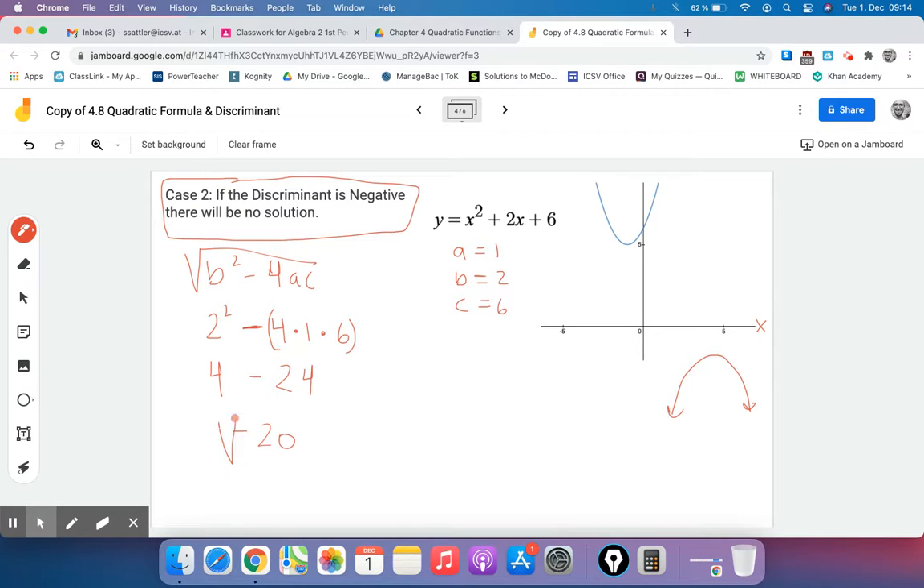So if we take the square root of a negative number, this is not a real number. It's an imaginary number, which maybe you'll get to in some other class, but not my class. So we just say if you take the square root of a negative number, the calculator is going to give you an error, and this means there is no solution. No solution, no x-intercepts. The parabola must be either above or below the x-axis. Okay, so that's case 2.